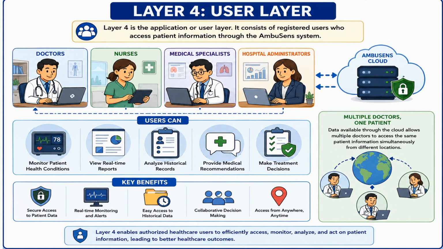So these are the key benefits. First is secure access to patient data, then real-time monitoring and alerts. You have easy access to historical data, then collaborative decision making and access from anywhere, anytime. So layer 4 acts as the decision making and application layer of the AmbuSens system, and it enables healthcare professionals to efficiently access, analyze, and utilize the patient information, leading to faster diagnosis, improved treatment planning, and better healthcare. So that's a complete overview of the AmbuSens system architecture.